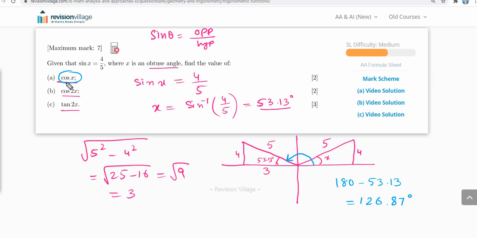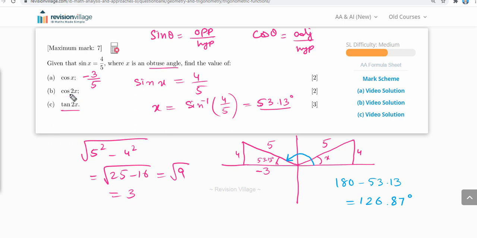Now cos of x will be equal to, okay, because it is to the negative x-axis, this length will be considered as negative. As we know, cos of theta is equal to adjacent over hypotenuse, so our adjacent is -3 and the hypotenuse is 5. So cos of x will become equal to -3 over 5, and this is true because cos is negative in the second quadrant.